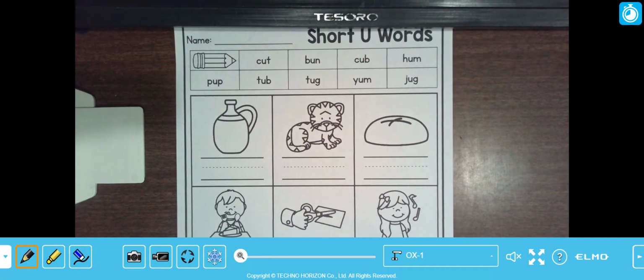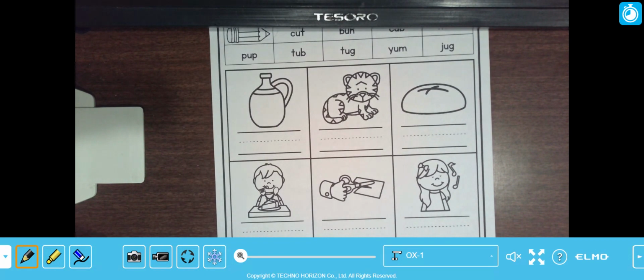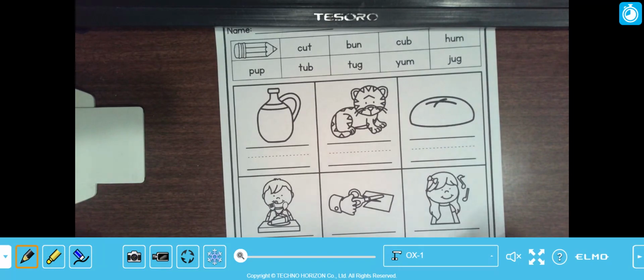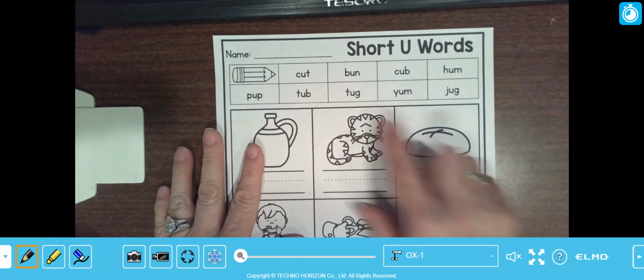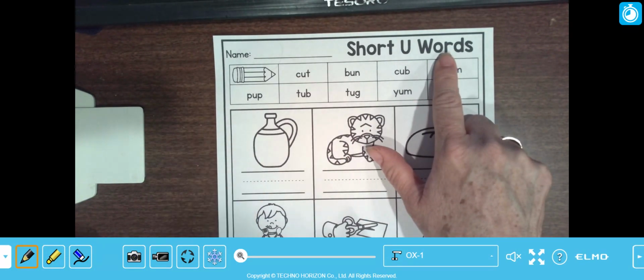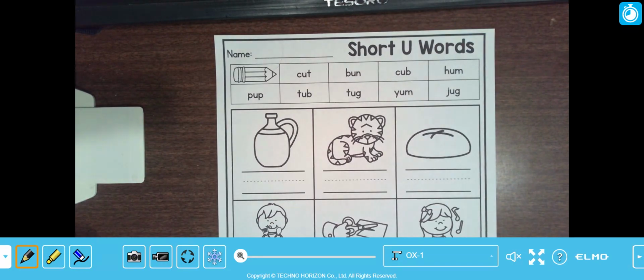Hello, class. This is Miss McCauley, and today we're going to work on this page here called short U words, which is the /u/ sound.